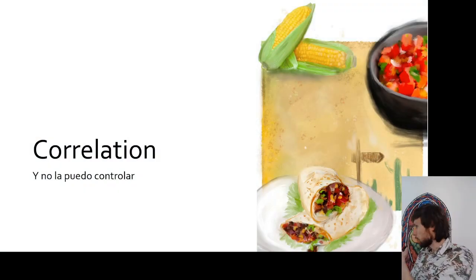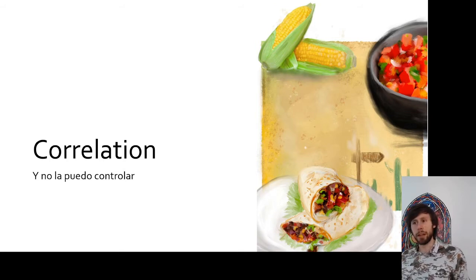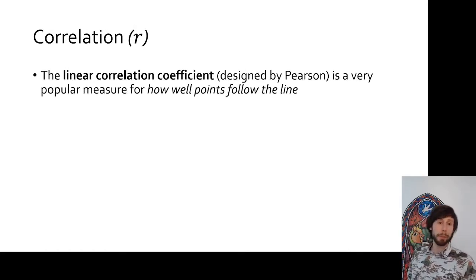So, after this small detour, let us have a chat about the strength of linear association between two variables. That is overly technical. What I want to do is talk about this correlation coefficient. This is a very popular measure for how well points follow a trend line in a scatter plot. It was designed by Carl Pearson already more than 100 years ago, if I'm not mistaken.